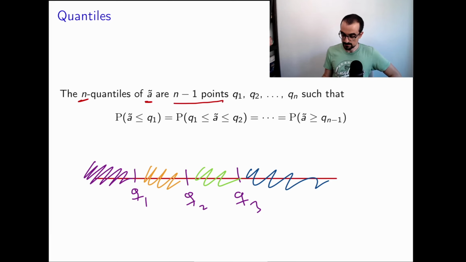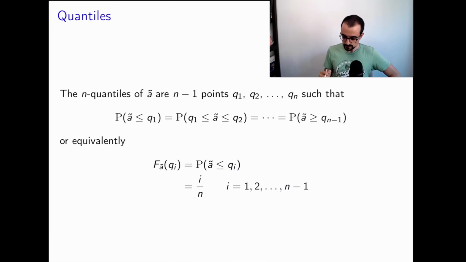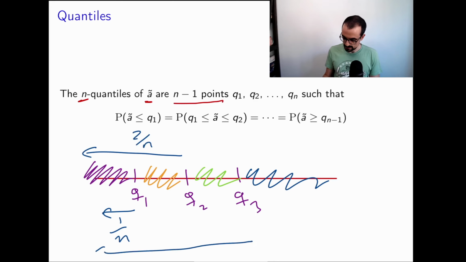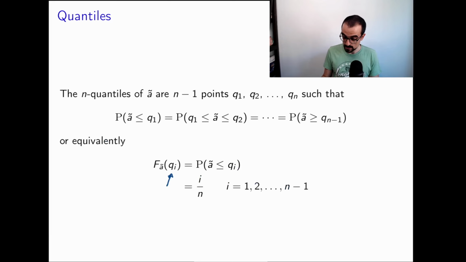Okay, so an important quantile, well, actually, before I get into that, if you realize here, the probability has to be 1 over n. Here, now we have 2 quantiles, the probability has to be 2 over n. Here, the probability is 3 over n. So another way of defining quantiles is for what values, at the quantiles, the CDF is equal to 1 over n, 2 over n, 3 over n, and so on. That's another way of defining quantiles.